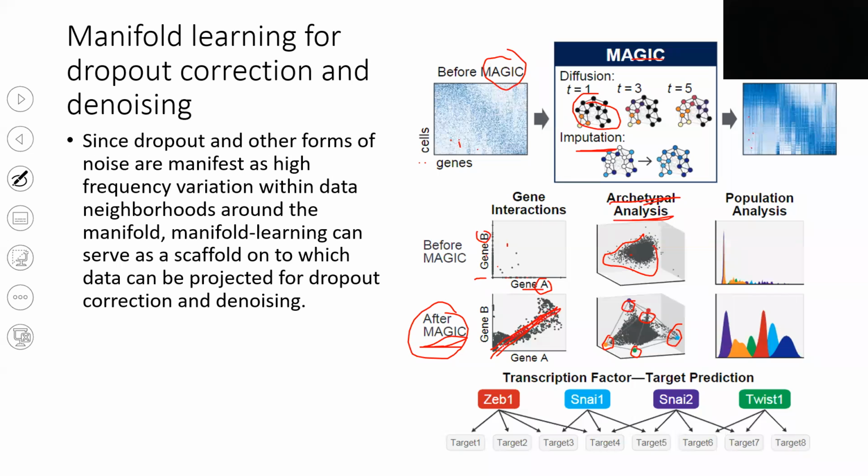So if you improve the correlation between genes, then you can improve transcription factor and target prediction, because before you cannot see the relationship between the upregulation of transcription factor and the upregulation or downregulation of the target genes, but now you can recover this relationship.